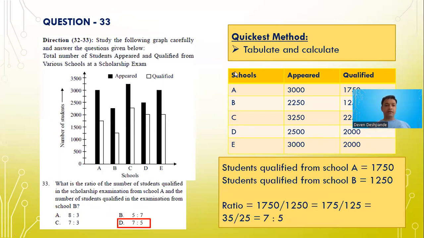Okay, next one, 33. Again, same histogram, same table. Students qualified from school A: 1750. And students qualified from school B: 1250. So the ratio of students qualified from school A to school B is 1750 to 1250, which is 175 to 125, which is 35 to 25. And 35 to 25 is 7 to 5, because 5 7s are 35, 5 5s are 25. So the ratio is 7 to 5.